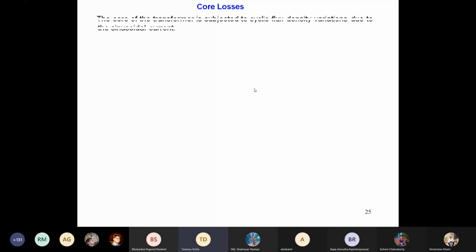So in the transformer, since there is a magnetizing current in the core, the piece of iron core, there are a lot of losses that take place. What are the losses? The hysteresis loss and eddy current loss. These are the two losses.